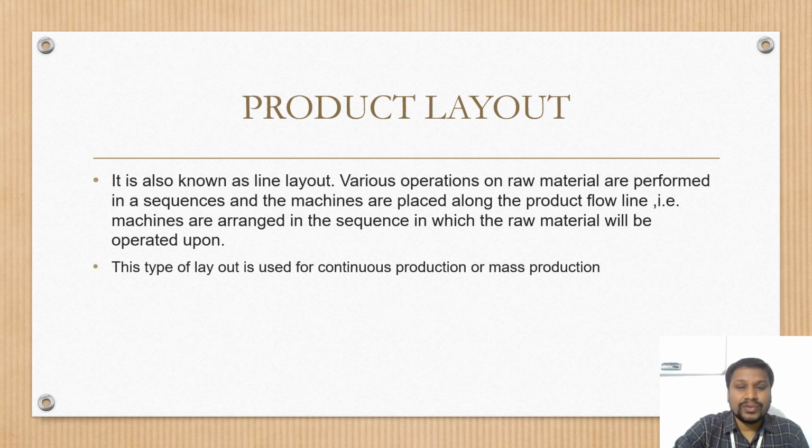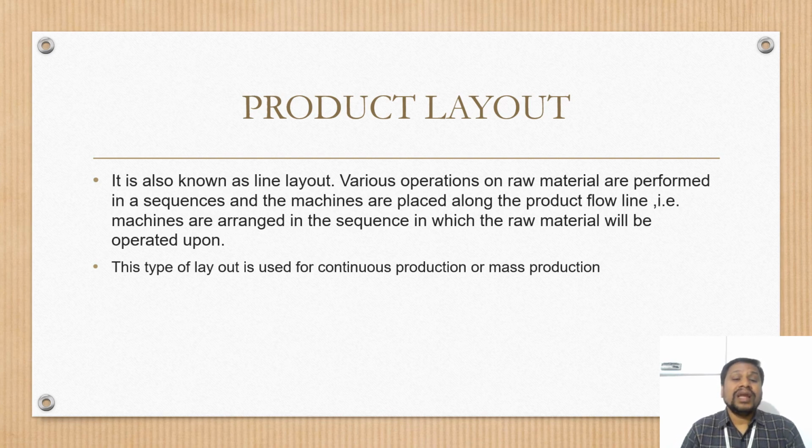It is also known as line layout. So why is it called line layout? Because machines are arranged according to the sequence of operations. Machines are arranged in a line, in a sequence of operation. That's why it is called line layout.